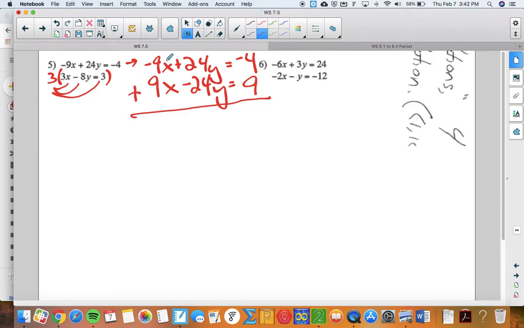So when I add, the x's are eliminated because I've created opposites. When I created opposite x's, I also created opposite y's. It's a coincidence, it just happened. And so there are no x's or y's. There's nothing on the left side. On the right side, I have 5, so it's no solution.